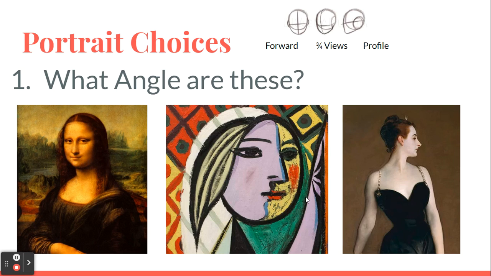What about this one? Yeah, this Picasso is more 3/4. So you see the side of the nose, even though it's abstract, you can still tell it's a 3/4 view because there's a sliver of the face. What about this one? Yeah, this one is a profile. We can't see any of the other side of the face. It's the exact side of the head.